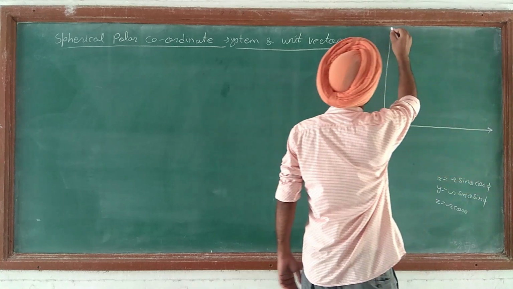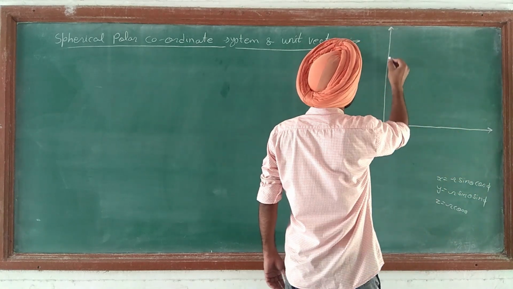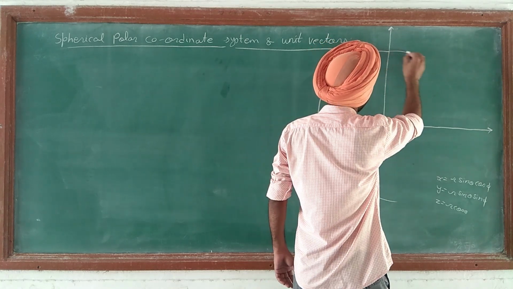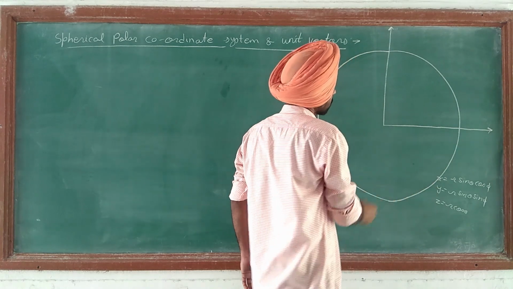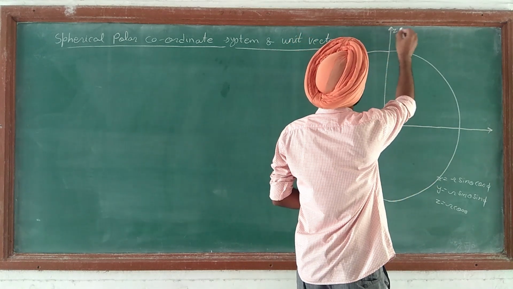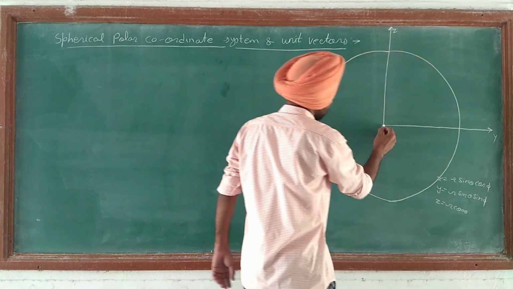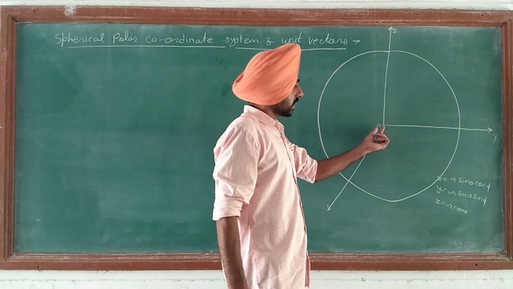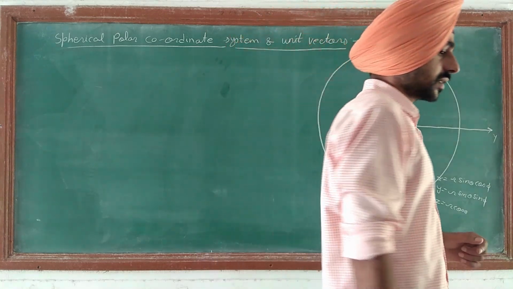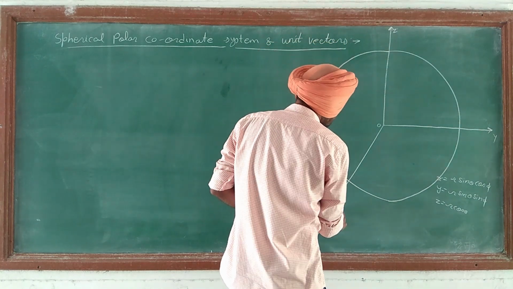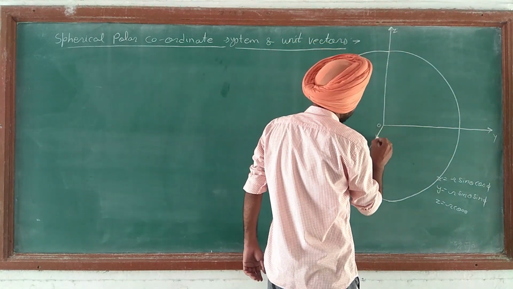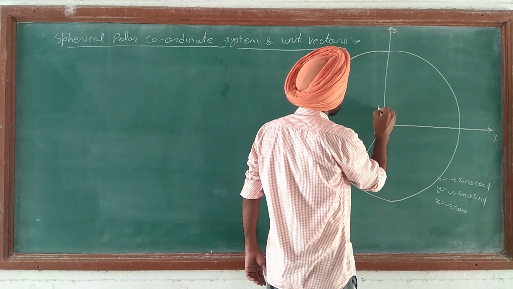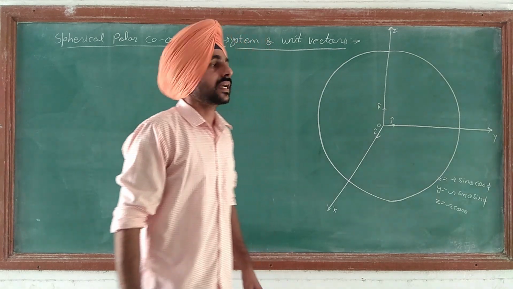Again, we have a sphere. Suppose this is a sphere and this is the z-axis, symmetry axis, this is y-axis and this is x-axis. O is the center of the sphere and origin of the coordinate system. Let i cap be the unit vector along x-axis, j cap the unit vector along y-axis and k cap the unit vector along z-axis.